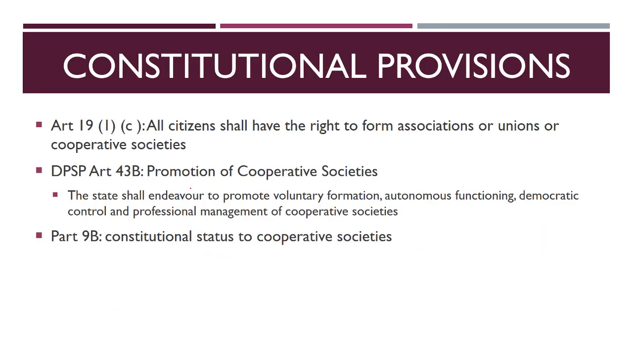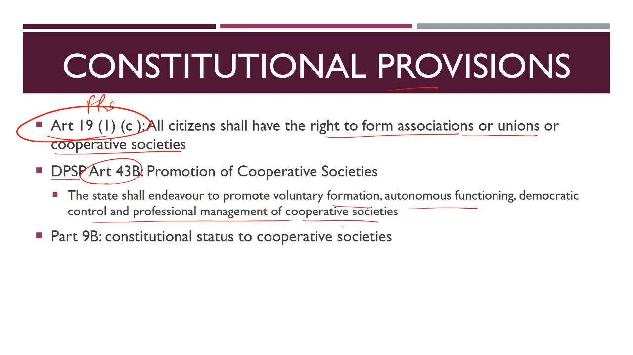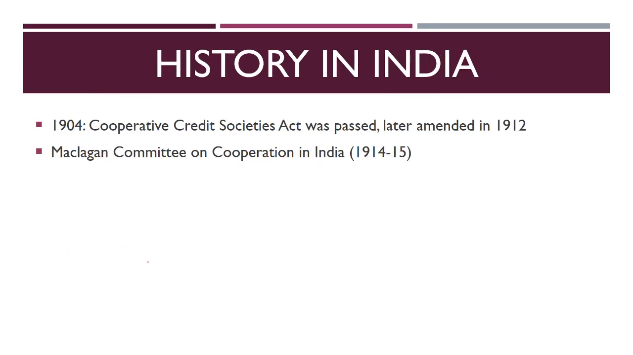Now let us have a look at what are the constitutional provisions. When we talk about it, cooperatives are mentioned in fundamental rights. That is Article 19(1)(c). Initially, it was just the right to form associations or unions. Later on, it was amended to include cooperative societies. They are also present in the DPSPs. That is, the state has the duty to promote the formation, autonomous functioning, democratic control and professional management of cooperative societies. Apart from that, one whole part, that is Part 9B, is dedicated to cooperative societies. So these are the constitutional provisions.